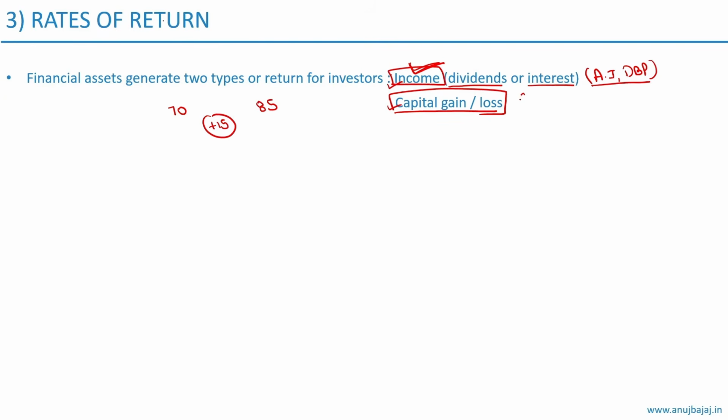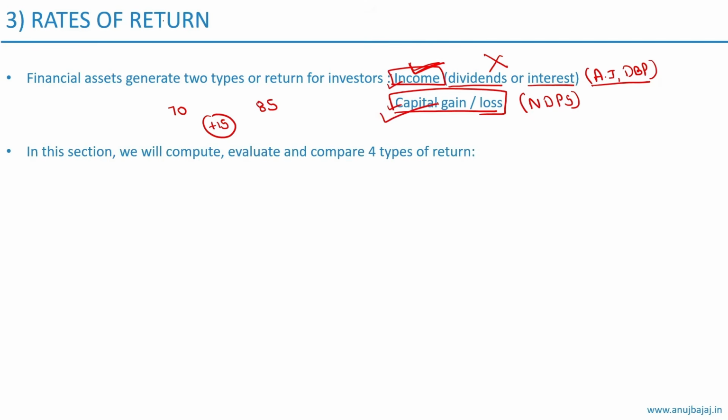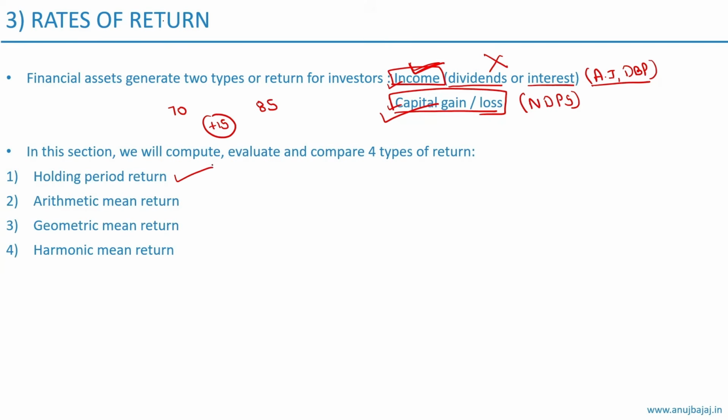Whereas some instruments like non-dividend paying stock don't pay any dividend. So the only way for the investors to earn return is through capital gain. In this section, we will look at four types of return: the holding period return, the arithmetic mean return, the geometric mean return, and the harmonic mean return.